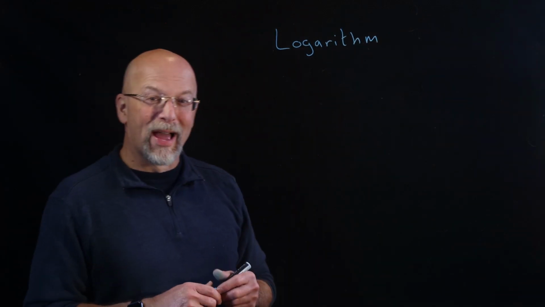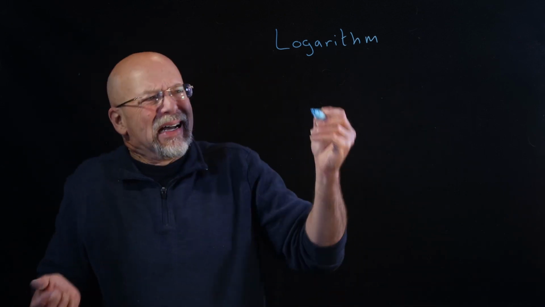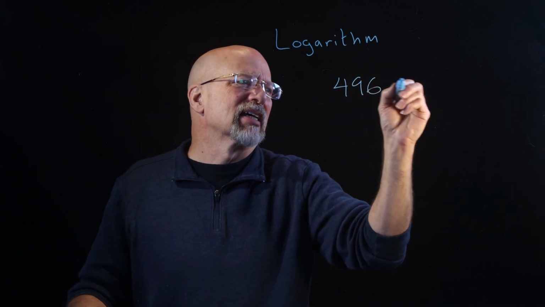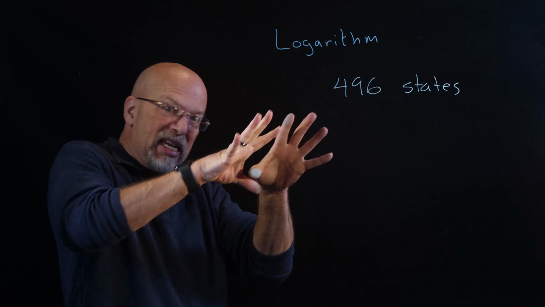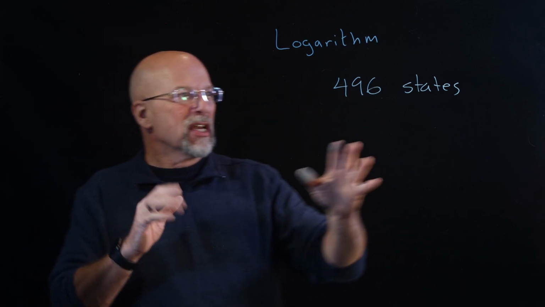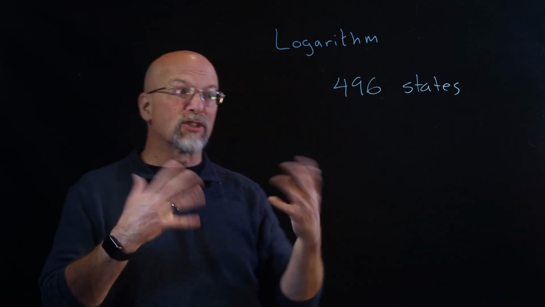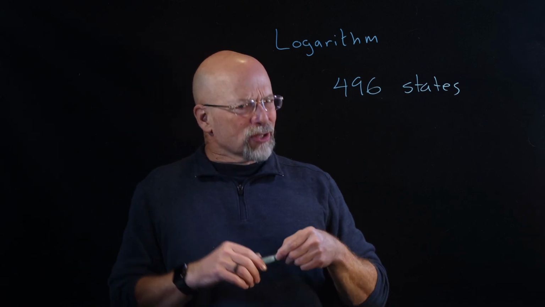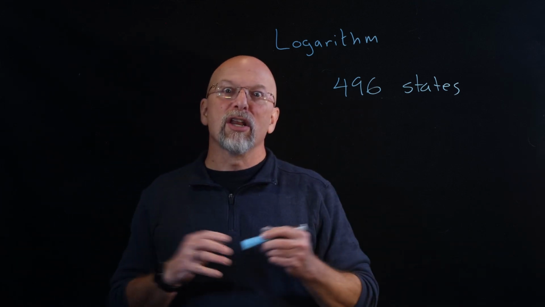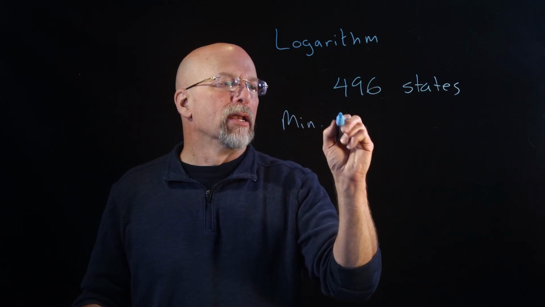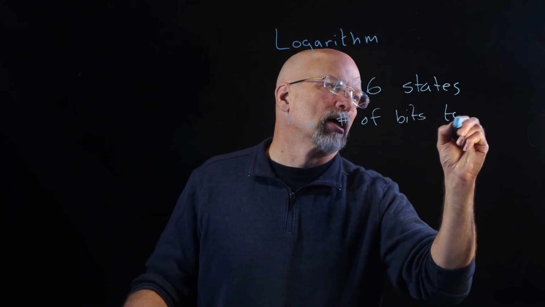Let's do a couple of examples with a binary logarithm. Let's say, for example, that I have some sort of a system that takes on, let's just pick a number, how about 496 different states or conditions? What I need to do is use a unique number to represent each one of those states so that the system, all it has to do is look at that number to know which one of those states or conditions it's in. Now, let's also say that I'm limited in terms of the amount of memory I've got to store this.